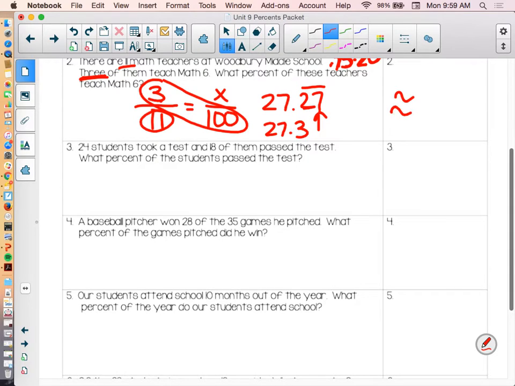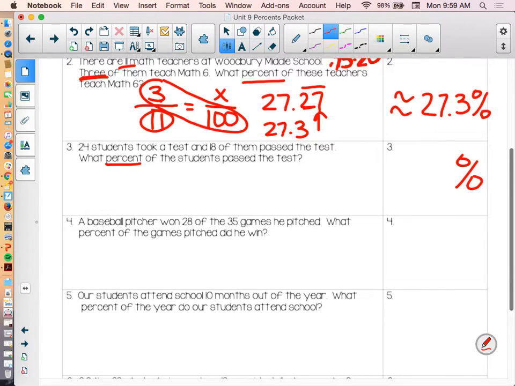So please, if you can, write an approximate sign. That just basically means that our answer is rounded. And I write 27.3 with a percent sign. If you don't write the percent sign, it would be considered wrong because it's asking you what is the percent. Again, anytime it's a percent, make sure you write a percent sign in your answer.